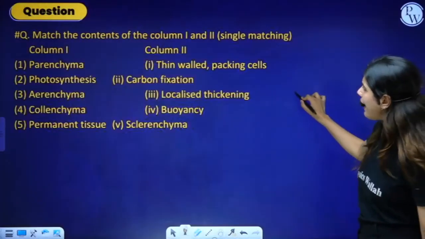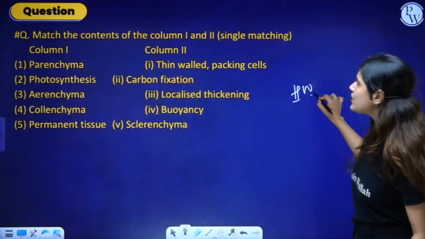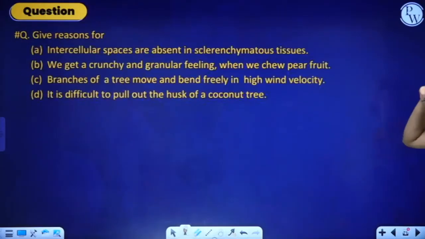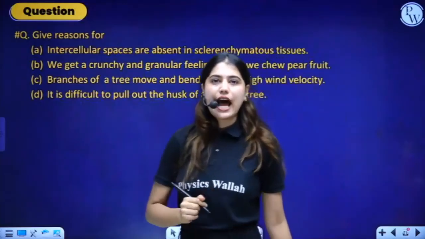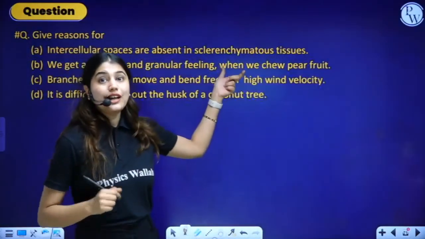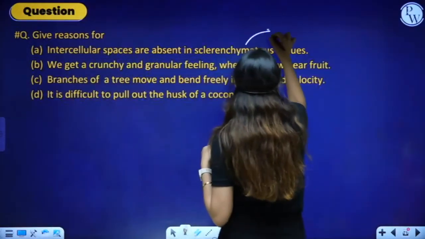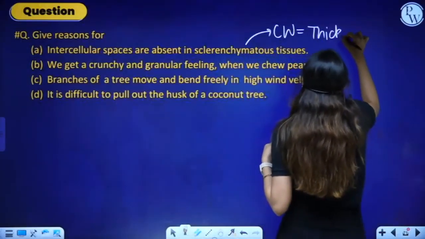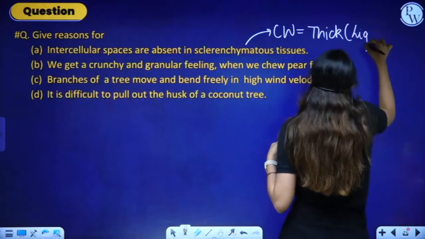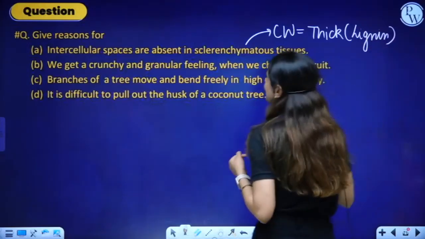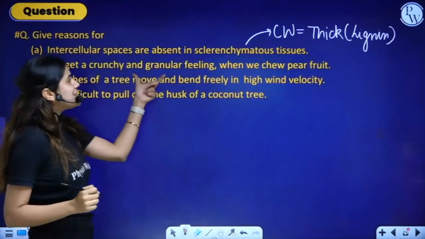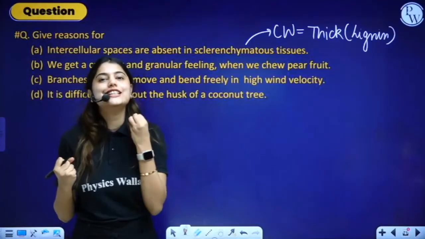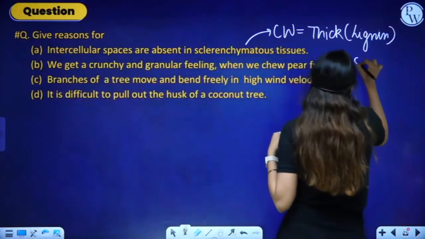Next, match again. Try to solve it, guys. Try to mix and match and you will be getting an answer for sure. Okay, why are intercellular spaces absent in sclerenchyma tissue? Yes, because their cell wall is thick and the cell wall is made up of lignin. So because of that thickening, there is no intercellular space. We get a crunchy feeling when we chew pear fruit. I told you that crunchiness is due to, yes, sclerenchyma.